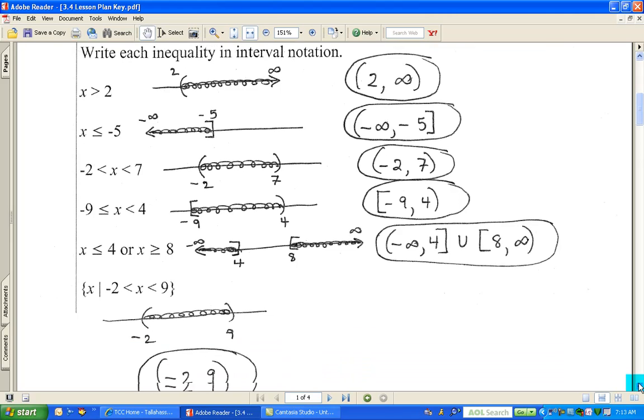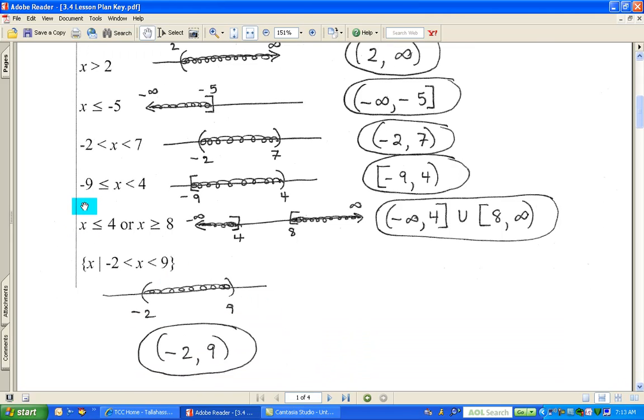As we move on to the next example, I have negative 9 is less than or equal to x is less than 4. That means that x is in between negative 9 and positive 4. I put a bracket on negative 9 because of the equal sign. I put a paren on 4 because it doesn't have an equal sign. And x is in the middle, so I shade everything in between.